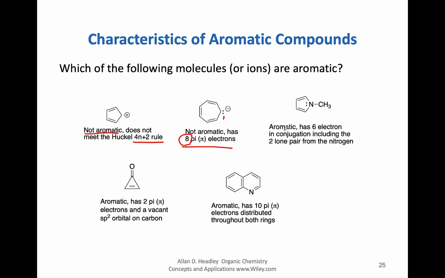which would meet Huckel's requirement. Here's the other one we were talking about. 2 pi electrons here and none here. Notice none, because the electrons in this bond are associated with that oxygen. So based on this, this is aromatic because 4n plus 2 equals 2 means that n is 0, so that meets Huckel's rule. So this is aromatic.